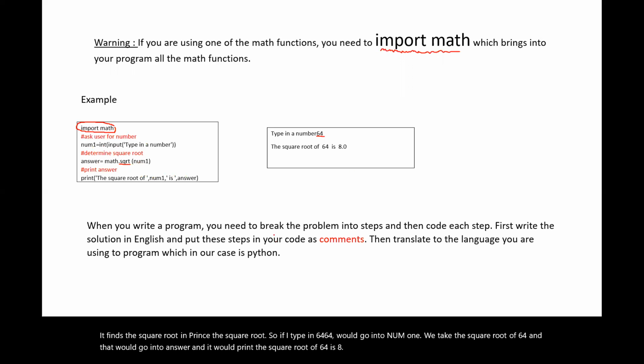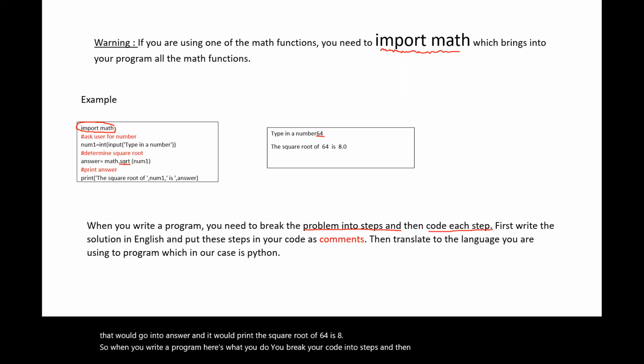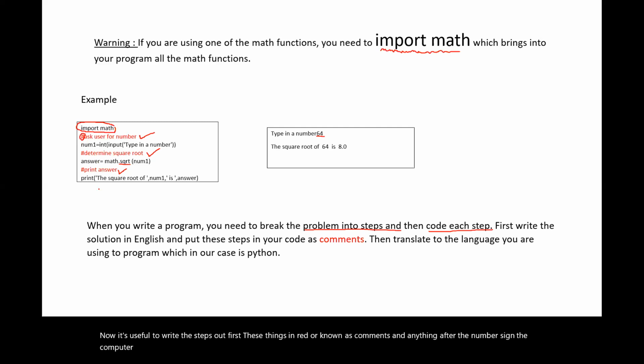So when you write a program, here's what you do. You break your code into steps, and then you translate each step into the language you're using. Now, it's useful to write the steps out first. These things in red are known as comments, and anything after the number sign the computer ignores. The human being likes it, the computer couldn't care less. So here's our first program. Let's input 2 numbers and then calculate the sum and the product.